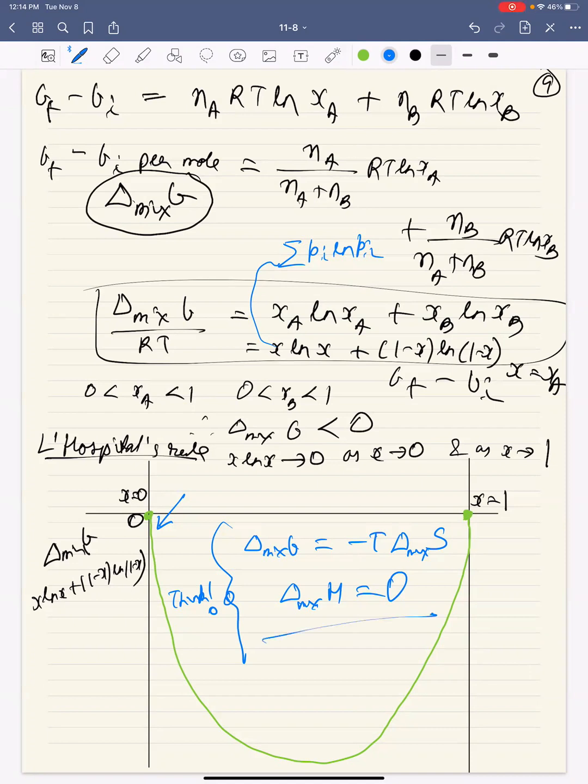So try to think about how to prove this. How do we get delta mixing S is equal to minus this relation?